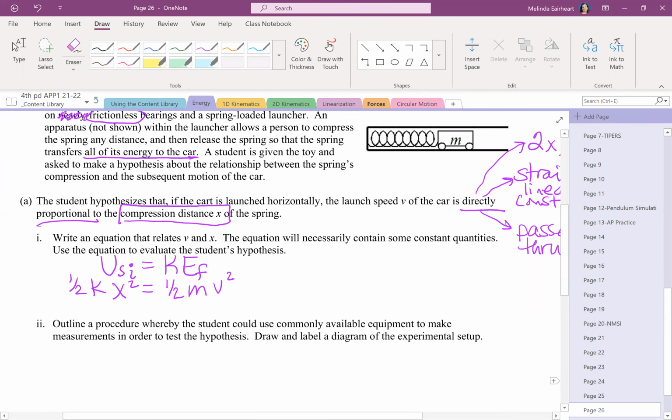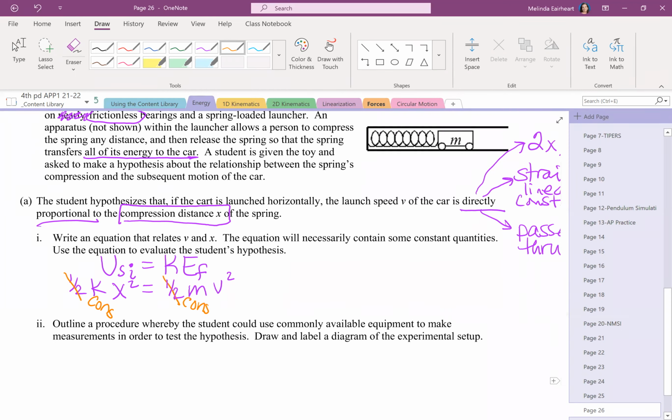And what do they say? It says the equation will probably contain some constant quantities. What's constant in this setup? Mass and the spring constant, right? At least constant for the moment. 1/2 and 1/2. Hey, look, what could you do? You could cancel. You don't have to, but you could. 1/2, multiply both sides by 2, and it goes away.